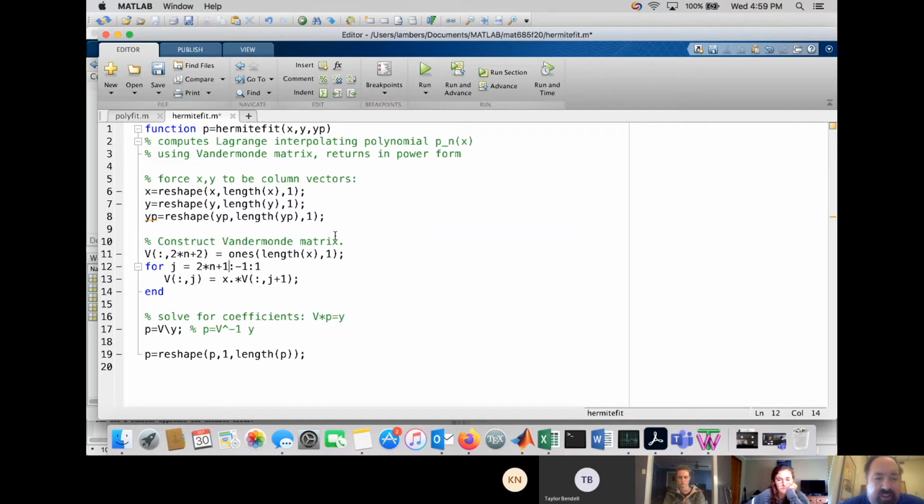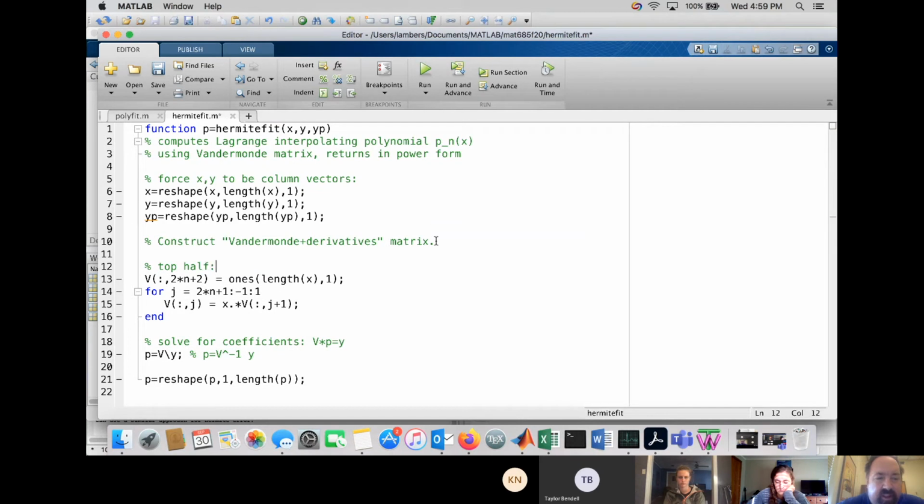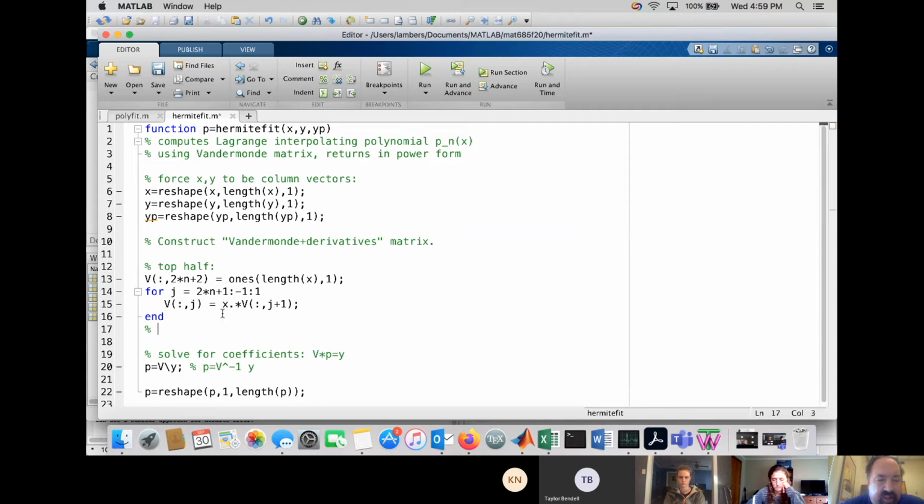So if this fills in, it's not Vandermonde, it's going to be Vandermonde plus derivatives. The first half, the top half, is like a Vandermonde matrix. So I have 2n plus 2 columns, only n plus 1 rows, so it's the top half. And that part is just like a Vandermonde matrix. We just have higher powers of x. So I don't have to change anything else in here. Now I need the bottom half.